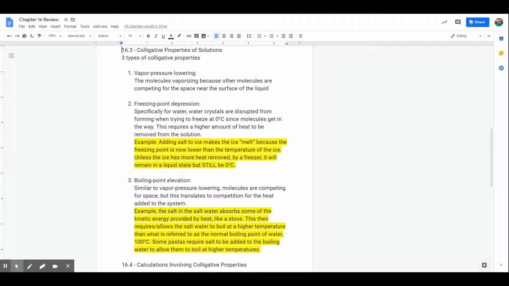So on a road, if there's a lot of ice, they throw salt on the road because what happens is the ice, quote unquote, melts, but it's not actually melting. The temperature is still 0 degrees Celsius. It is that it needs a lower temperature in order to refreeze. So unless you put that ice back in a freezer or you keep removing heat, it will still be a liquid, but it will be at 0 degrees Celsius. So this is actually what you use to make ice cream at home. You want to make the ice, salt, water really, really cold around the ice cream.